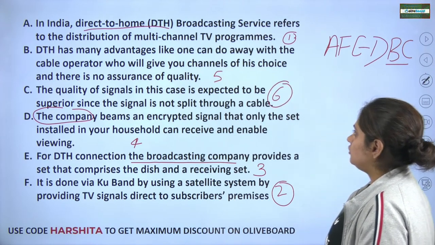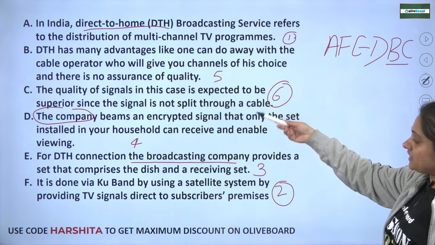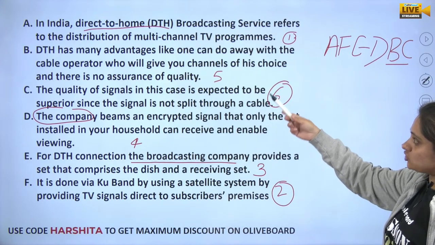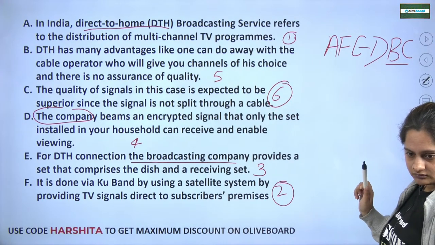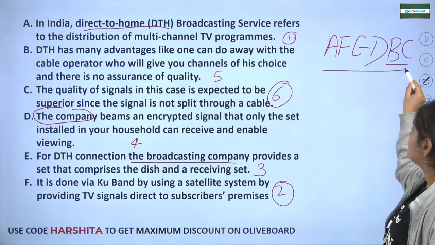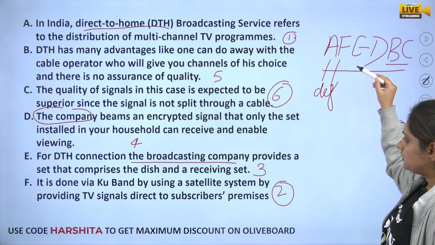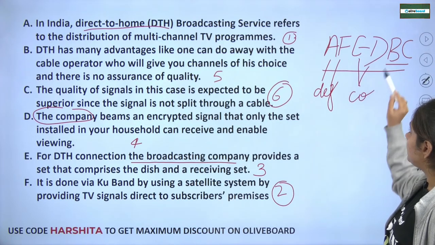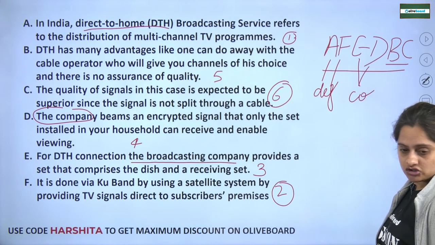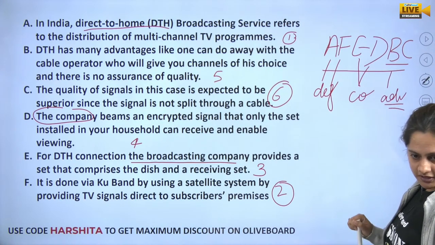Right. So, here, the quality is expected to be superior since the signal is not split. So, when you start talking about the advantages, you will add your point C. Okay? So, AFEDBC. What you did is, you gave the definition in A and F. Then in the third one, you talked about the company in E and D. And then B and C regarding the advantages. So, this is how you have to frame it.